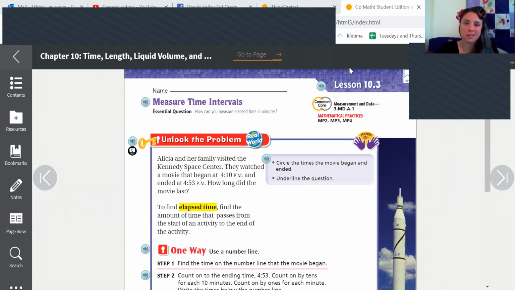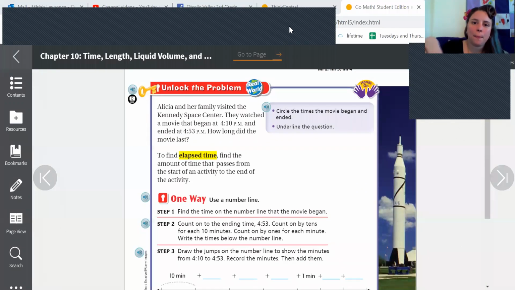You can. Because it's something you're going to use for the rest of your life, right? You need to know when something starts and when something ends, just like school. All right, so our essential question is, how can you measure elapsed time in minutes?